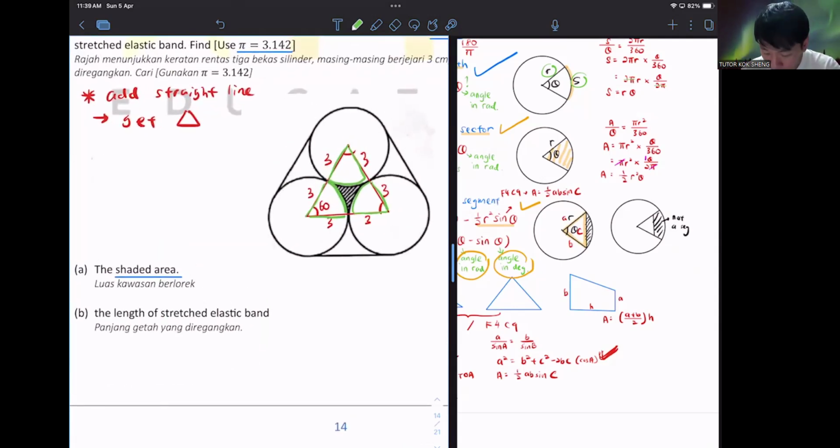So in conclusion, how to find the shaded area? You can use the triangle area, since we already have the length and the angle, minus off the sector. Yes, the sector also has everything: the radius and the angle. That's the way, but provided you must add the line correctly. Not just simply add one. Let's find the shaded area.